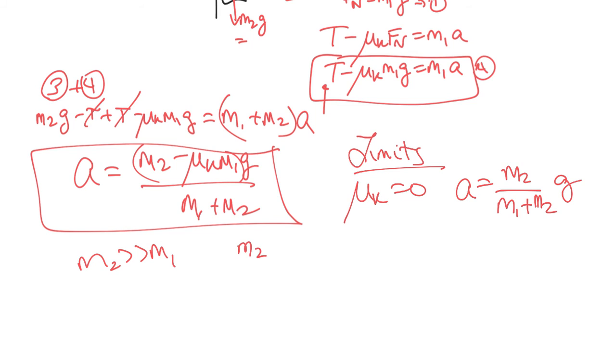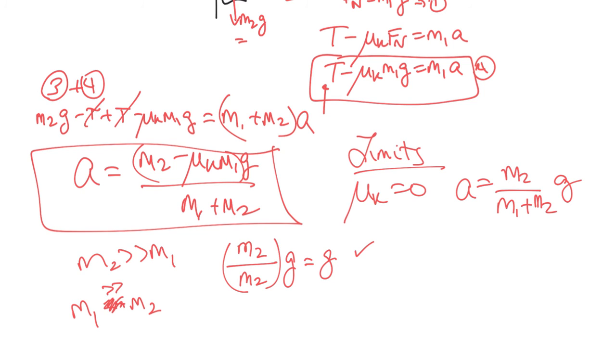What happens if M2 is much, much greater than M1? Then you get M2 over M2, which is G. So that should make sense. But what happens if M1 is, I wrote the same thing again. I literally always do that.